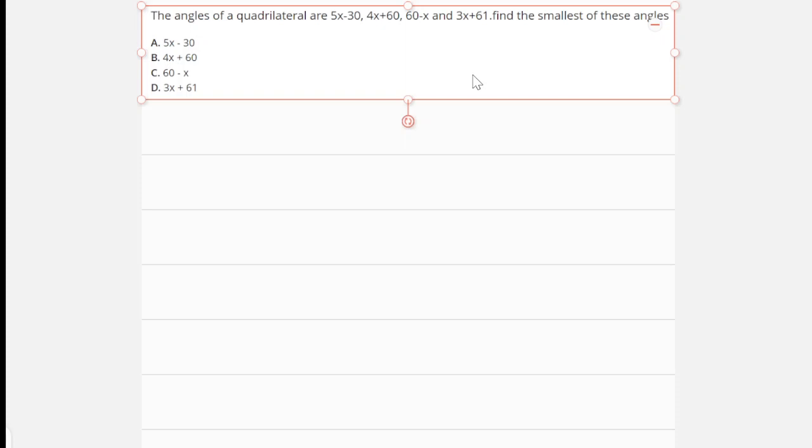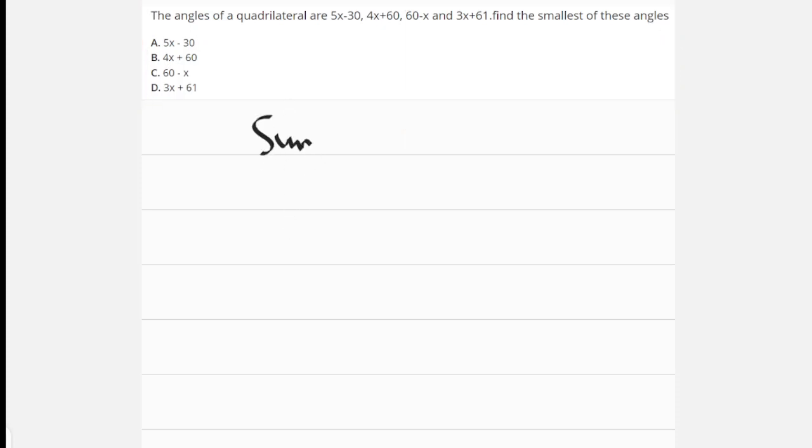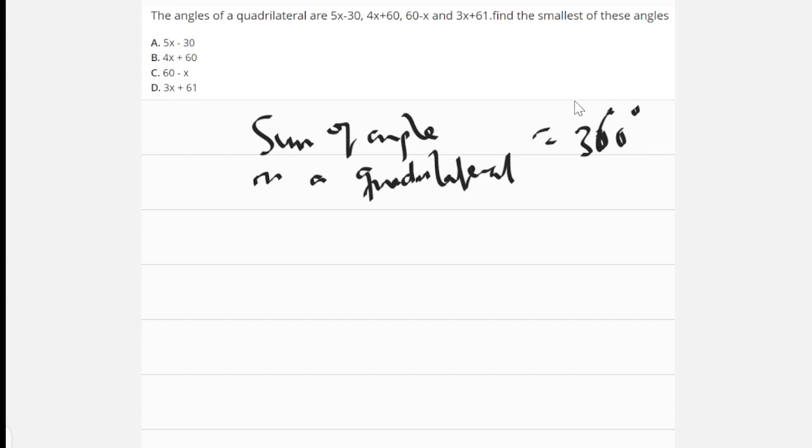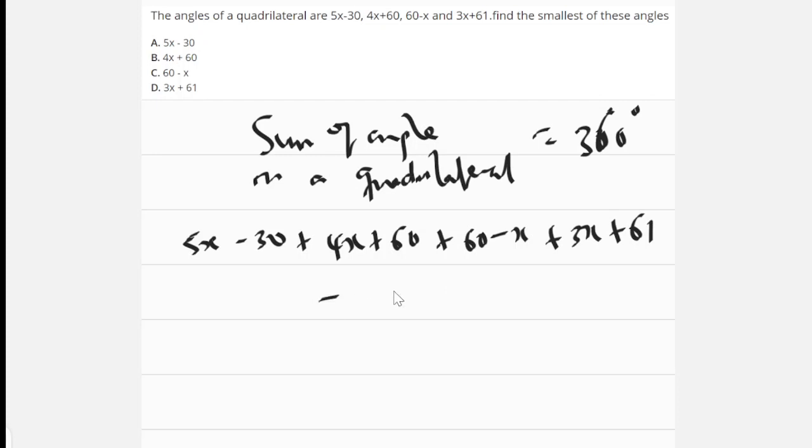So the angles of a quadrilateral are these, that is 4 of them. And don't forget the sum of angles in a quadrilateral is 360 degrees. I hope you understand now. So since we know that it is 360 degrees, if I add them together, then I have 5x minus 30 plus 4x plus 60 plus 60 minus x plus 3x plus 61. Then the addition will give me 360.